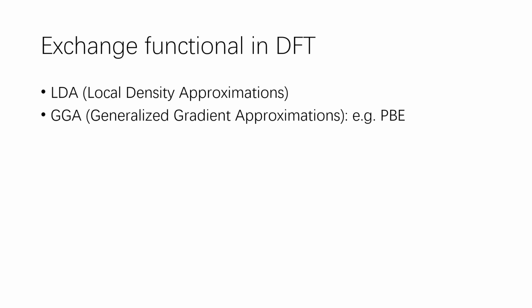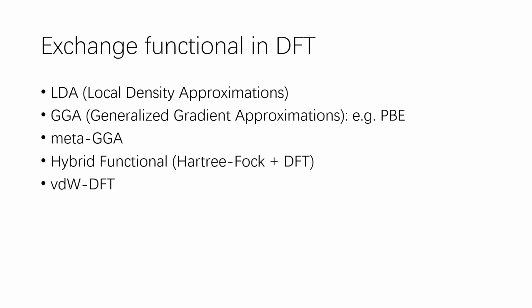One thing that you need to choose before your calculation in DFT is the exchange functional. For example, LDA, GGA, PBE. So LDA means local density approximation, and if you go further and include the gradient, you have the GGA. And PBE is one type of GGA that is commonly used in solids. And you can go further to meta-GGA, or you include Hartree-Fock plus DFT, then it's a hybrid functional. You can also include van der Waals interaction with DFT.